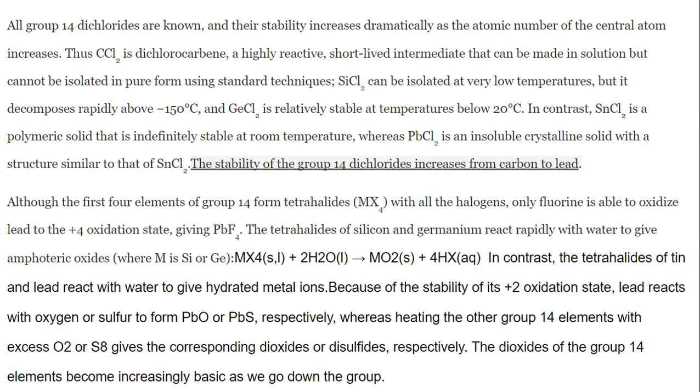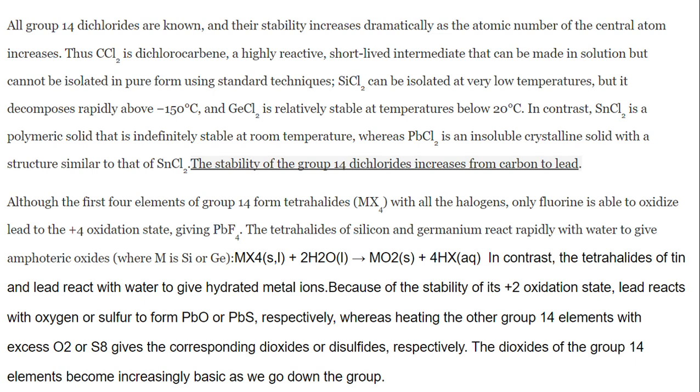All group 14 dichlorides are known, and their stability increases as the atomic number of the central atom increases. Dichlorocarbene, CCl2, a highly reactive, short-lived intermediate, can be made in solution, but cannot be isolated in pure form using standard techniques. SiCl2 can be isolated at very low temperatures, but it decomposes rapidly above minus 150 degrees centigrade. And germanium chloride is relatively stable at temperatures below 20 degrees centigrade.